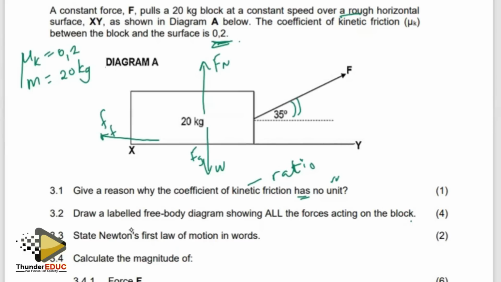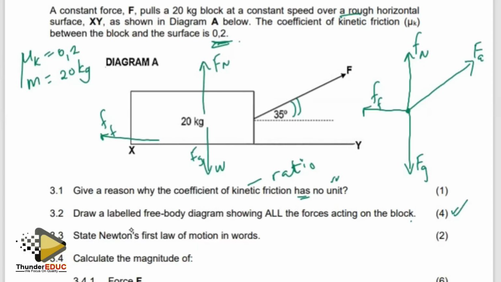Technically, we have all the forces, then just transform this into a dotted object. So we can say this is our F applied, it's acting at an angle, so I'll maintain the angle. We have our normal reaction, which is Fn. Then we have our Fg, or you can call it the weight, and then we have the frictional force, Ff. 1, 2, 3, 4. So 4 forces, 4 marks. Not bad. So we have it that way.